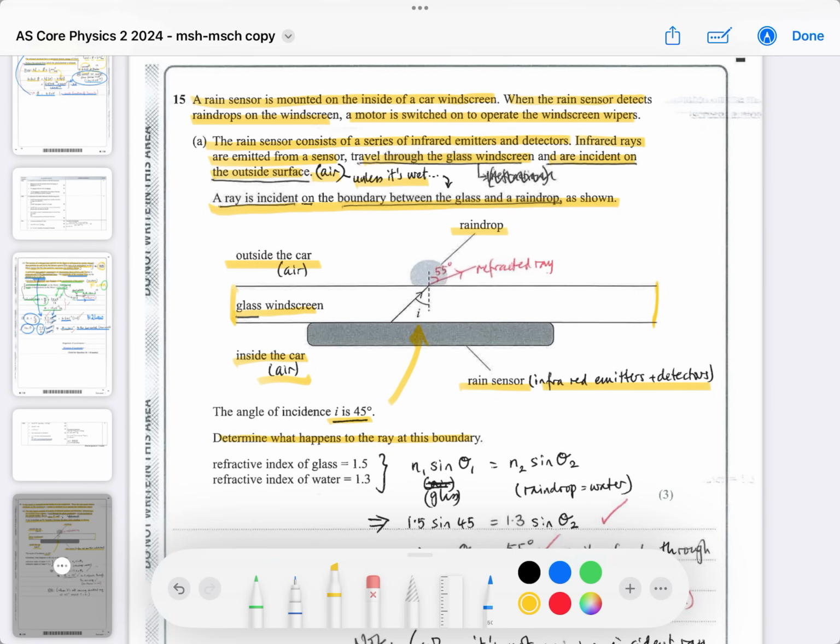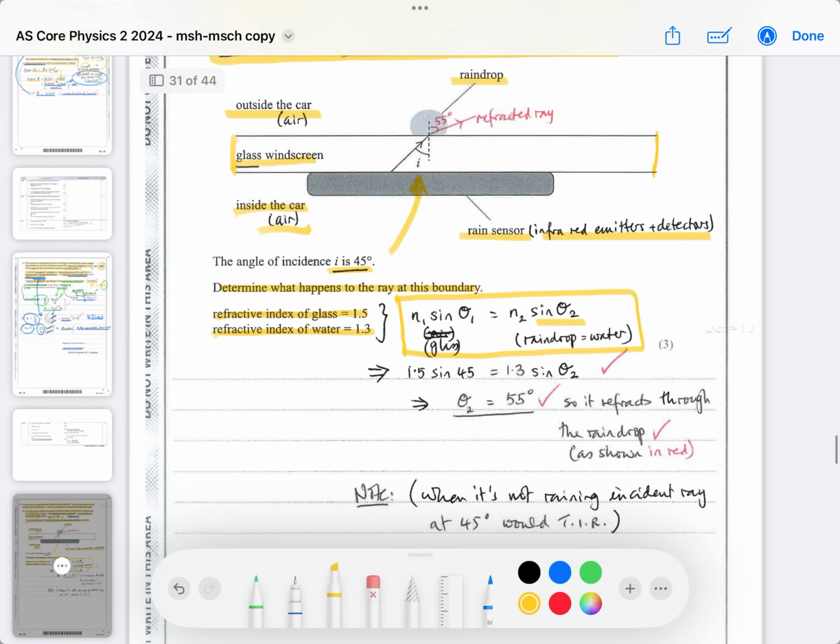Determine what happens to the ray at this boundary when there's a raindrop. So the refractive index of glass is 1.5 and of water is 1.3. So you can use this equation for glass to raindrop, which is water. So we know n1, we know n2, we know sine theta 1, we do not know sine theta 2. So all you've got to do is work out the angle on the other side of the glass to the dotted line, which is the normal. And when you put the numbers in, you'll show that the refracted angle is 55 degrees. That means it refracts through into the raindrop.